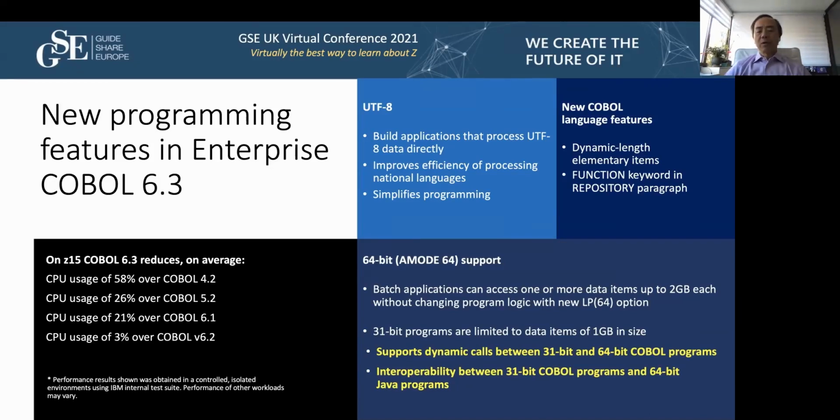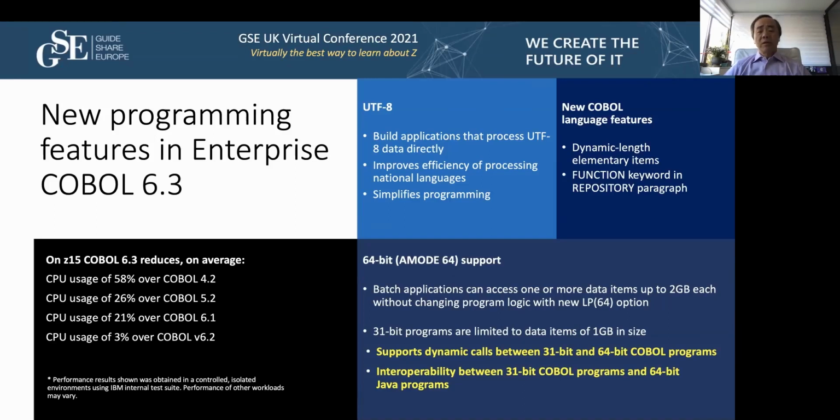So with 31-bit programs, your addressing space is currently limited to 1 gigabyte. But with 64-bit, you can get up to 2 gigabytes, and you can have multiple data items that you're addressing at the same time. So we're going to continue to work on this to make it true 64-bit, so that we can take out that 2 gigabytes limitation. But the first delivery will give you a lot of flexibility there.